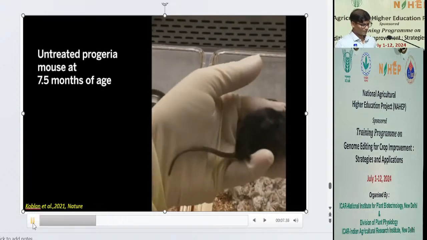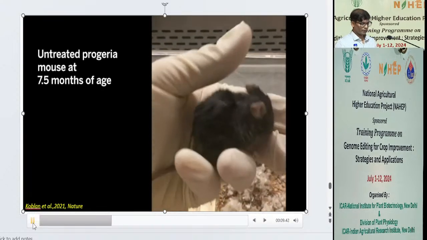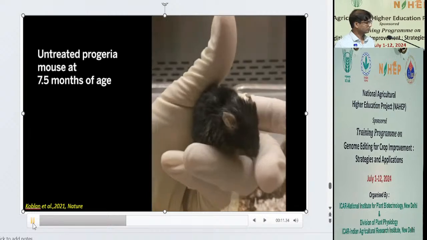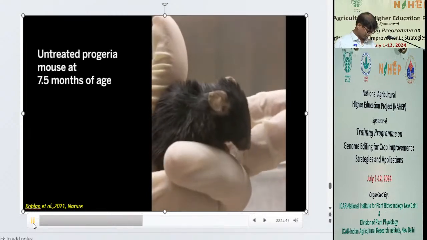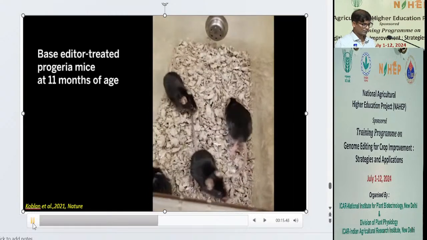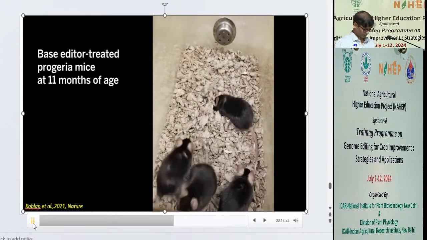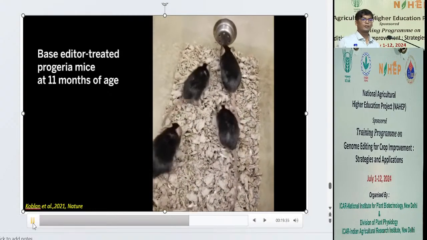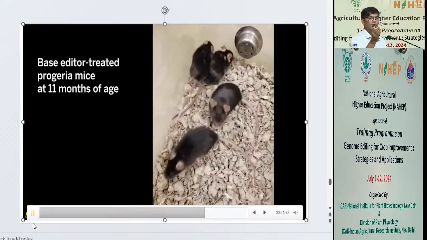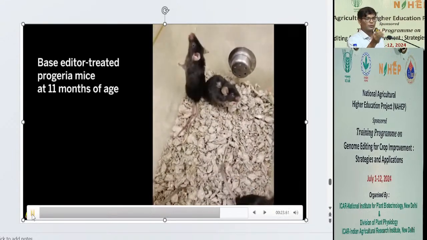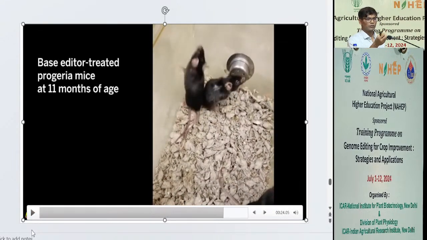And then we have, as compared to the C57, they still have a very nice sleek coat. They're still very, very active. If I were to pick them up, they can jump out of my hand quite literally. So you got my point? So it's already validated in mice. By using base editor, they have cured a progeria affected phenotype.